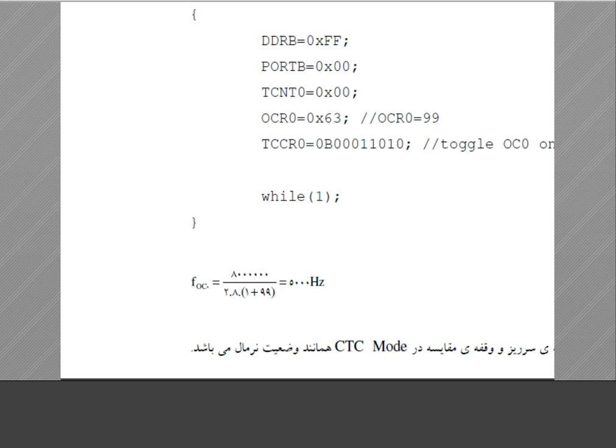Hertz is the name of a person. Kilo is a prefix. Okay, Hz means Hertz. Hertz is the name of a person, and we use it as uppercase.